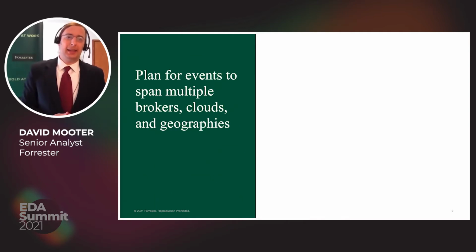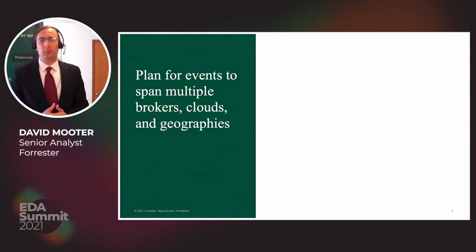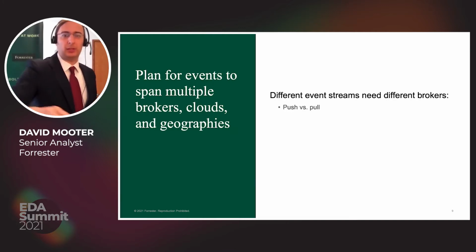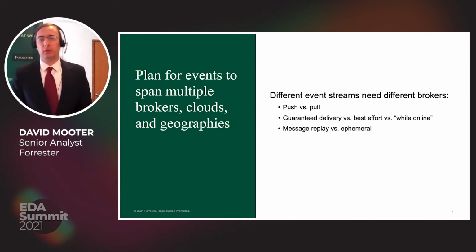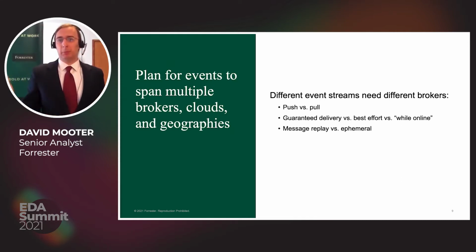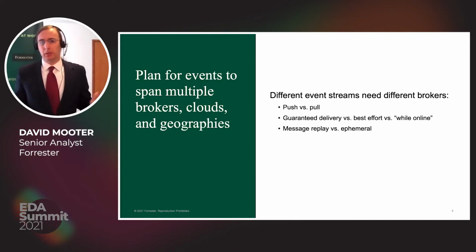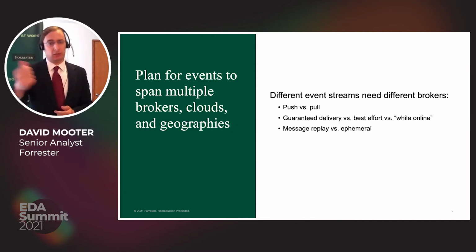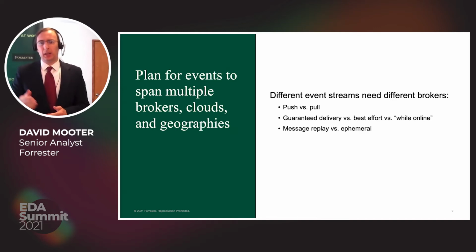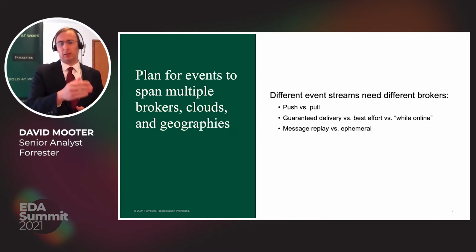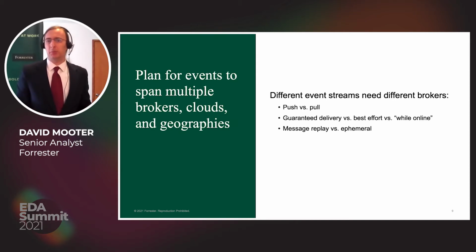So moving on, next is plan for events to span multiple brokers, clouds, and geographies. The reason for this is that different event streams need different brokers. Sometimes a push model is better, sometimes a pull model is better. Sometimes you need guaranteed delivery. Sometimes best effort is good enough. Sometimes I only want a subscriber to get messages while online, and when it's offline, it's fine if it misses those messages. And different brokers, if you move towards the left, the guaranteed delivery, those may be more operationally complex brokers than as you progress in this bullet.